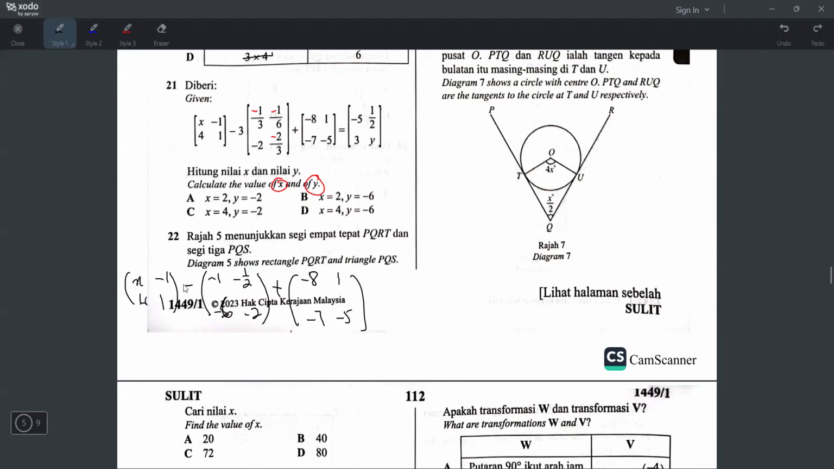Okay, sekarang kita boleh buat tambah tolak. Okay, so kalau ada times, kita buat times dulu. Multiply first. So we always do multiply first. Kalau ada multiply, we do multiply first. And then baru buat tambah tolak. So sekarang boleh buat tambah tolak lah.